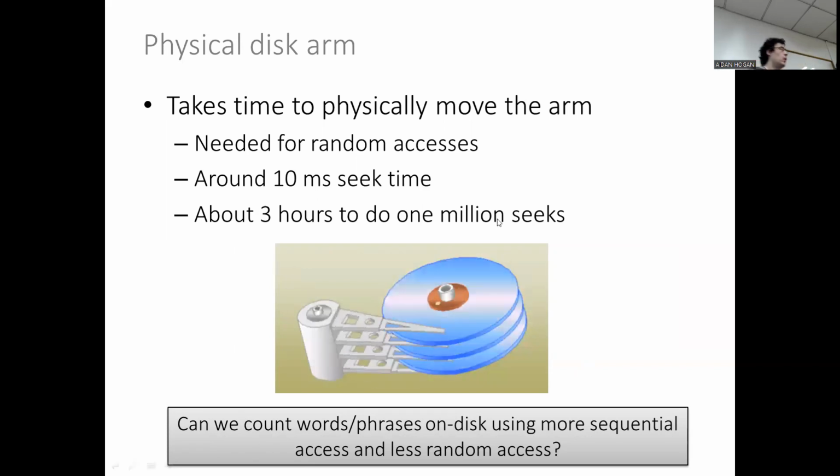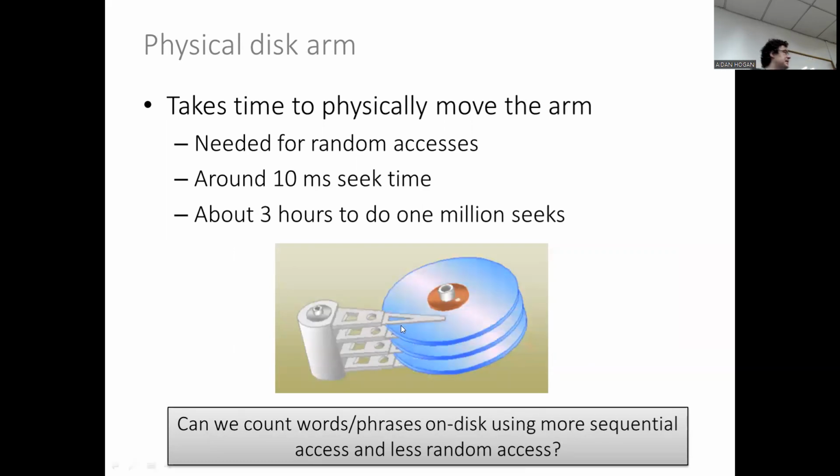So if we wanted to do 1 million seeks, if we had a word count of 1 million in a file, it would take 3 hours just to do the seeks. Well, you need even more because you probably need several seeks per word, right? So it's going to take a long time.